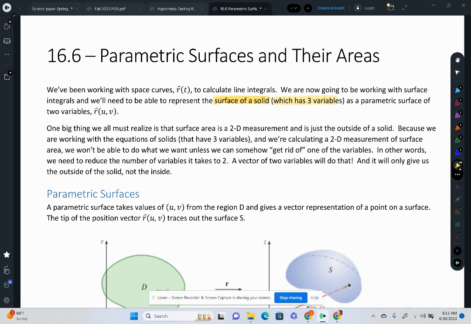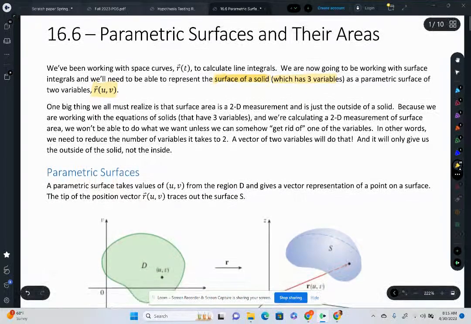And so what we're going to have to do is parametrize the surface, since a surface is technically two-dimensional, if we want to get area. And so we need to get down to two variables. So we're going to get a vector function of two variables that represents the outer region of some given solid, okay? One thing that we have to realize is that surface area is a 2D measurement. It's just the outside of a solid, okay? Not the inside stuff.